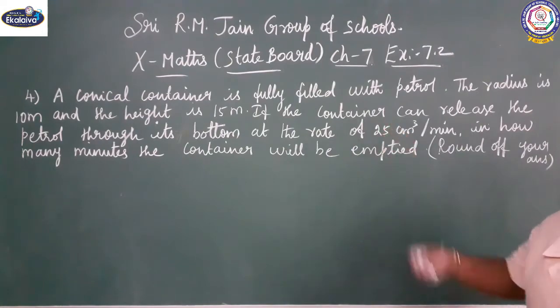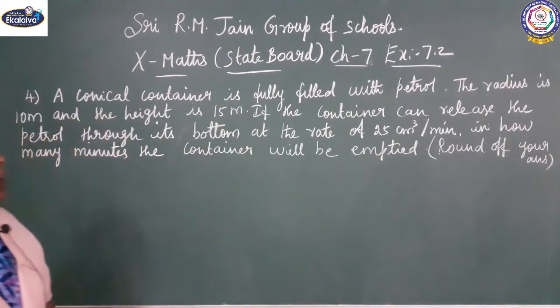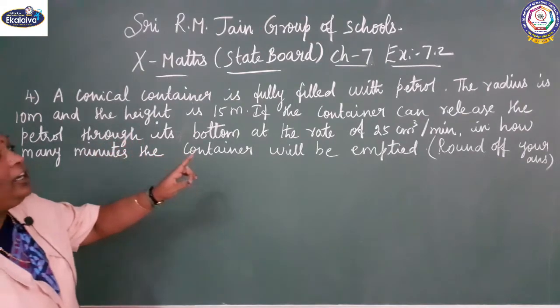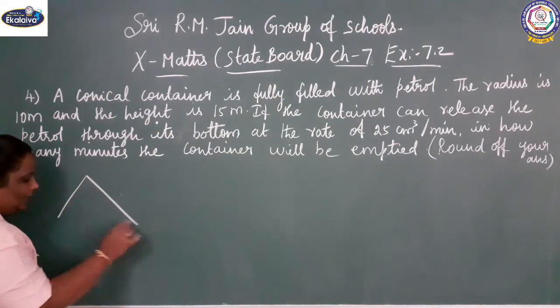This is 10th standard state board, chapter 7, exercise 7.2, fourth sum. A conical container is fully filled with petrol. You can imagine the conical container. It is like this.